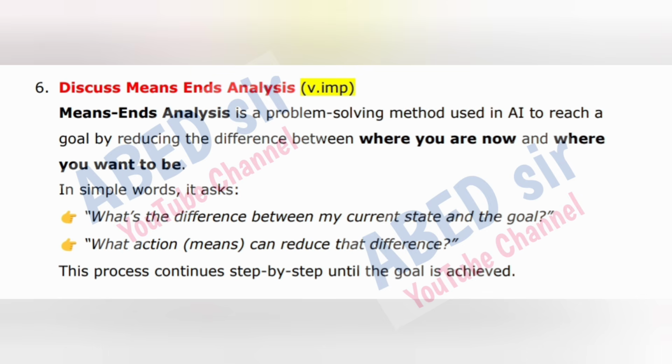Next important long question is 6. Discuss means-ends analysis. Means-ends analysis is a problem-solving method used in AI to reach a goal by reducing the difference between where you are now and where you want to be. In simple words, it asks, what's the difference between my current state and the goal? What action, means, can reduce that difference? This process continues step by step until the goal is achieved.